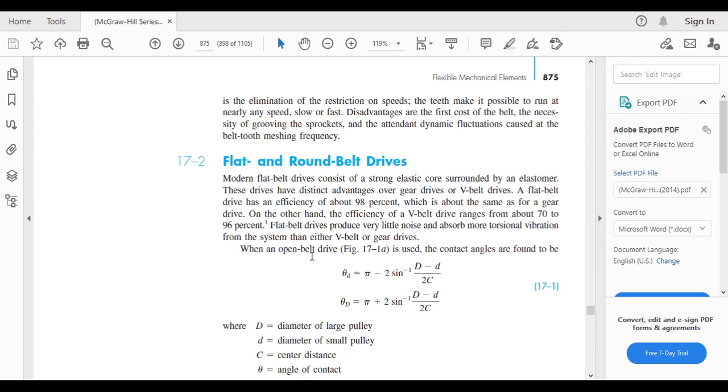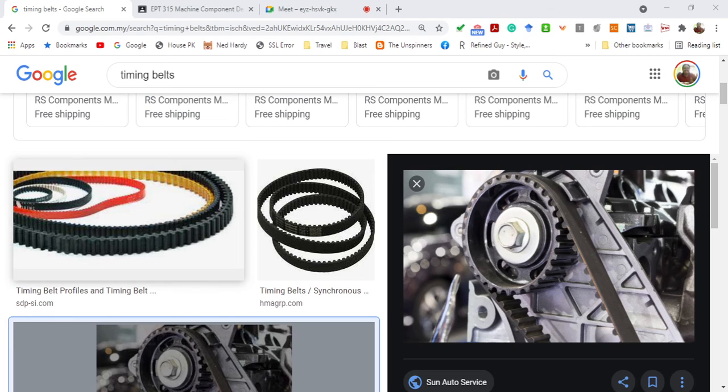Imagine your car, your bicycle, your motorcycle, everything. You are running at different speeds. Sometimes you go slow, sometimes you go fast. This is dynamic fluctuation. It affects the meshing. What does meshing mean here? The meshing here means this timing belt has teeth meshing with the gear.